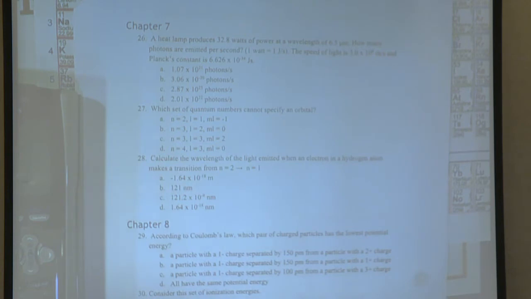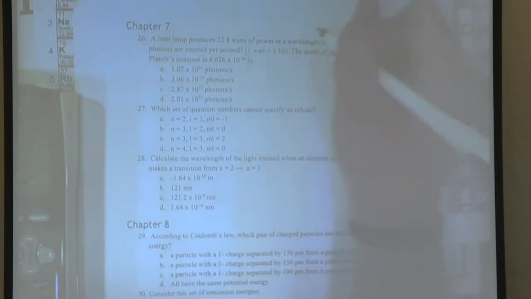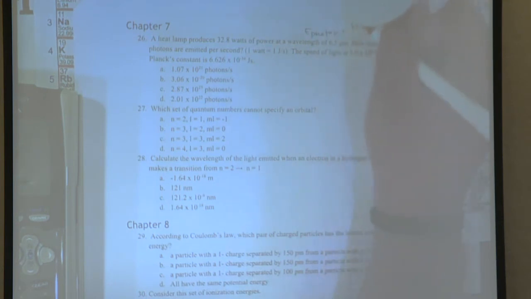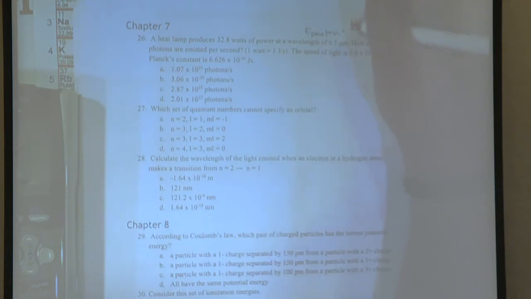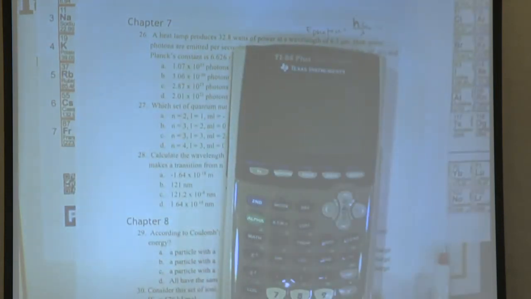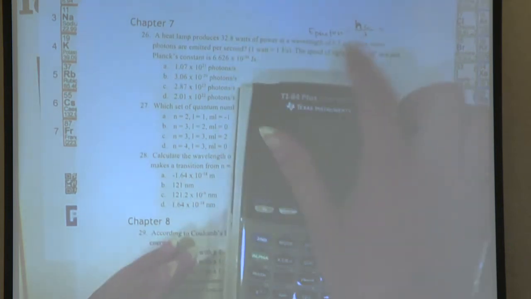First thing that we need to know is that the energy of a single photon is equal to Planck's constant times the speed of light over the wavelength. That's an H. Plugging that in, I'm going to do Planck's constant times the speed of light, which is 3.0 times 10 to the 8th. And then I'm going to divide it by the wavelength that they've given me.